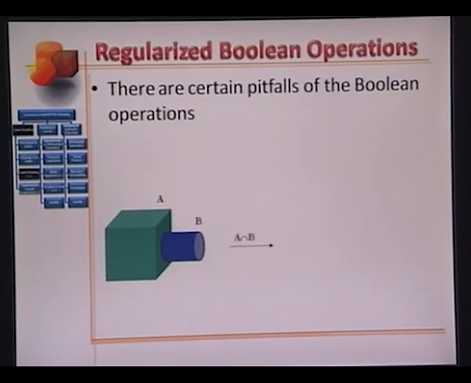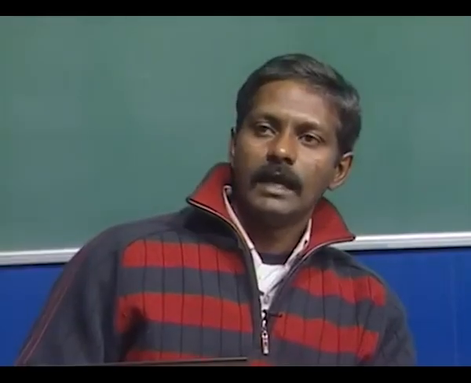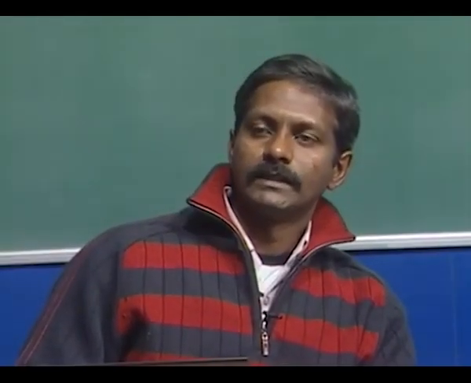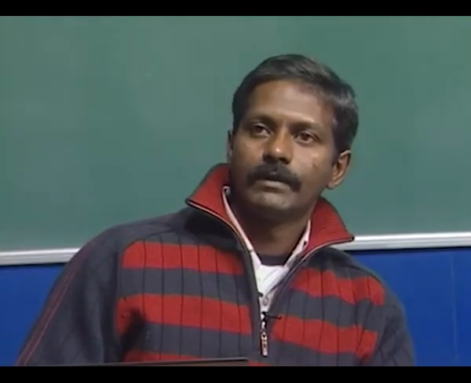If we perform the intersection operation between the two, we'll be left with a disk, and this is a lower dimensional result. It's a two-dimensional result and it does not represent a valid solid. This disk has no thickness. So a raw intersection operation, for example, in this case, can lead to lower dimensional results. That is why we need to regularize Boolean operations. This is how we do it.